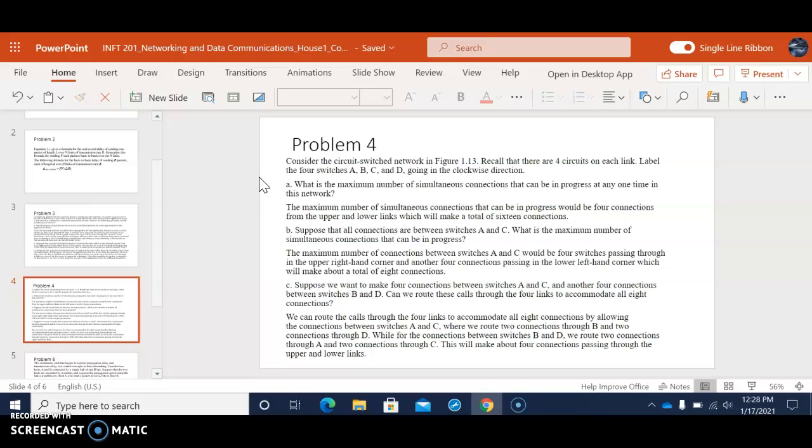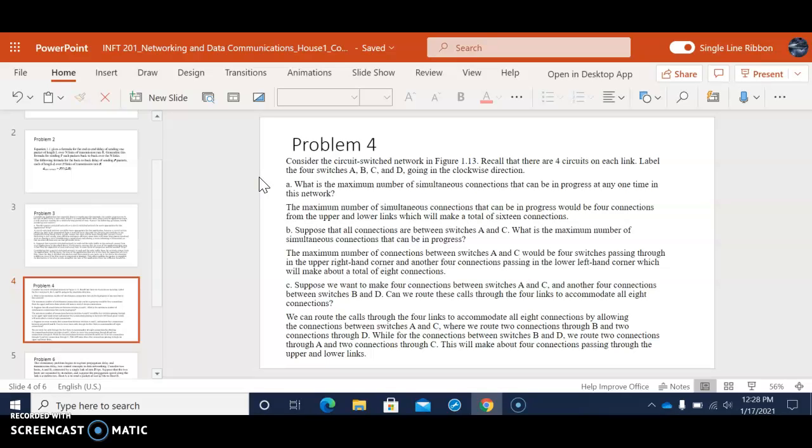Okay, now each of those 4 connections will make up a total of 16 connections, basically. And 16 connections is the maximum number of simultaneous connections that can be in progress. So consider it like this: 4 times 4 equals 16, I believe. Okay, now let's go to part B.